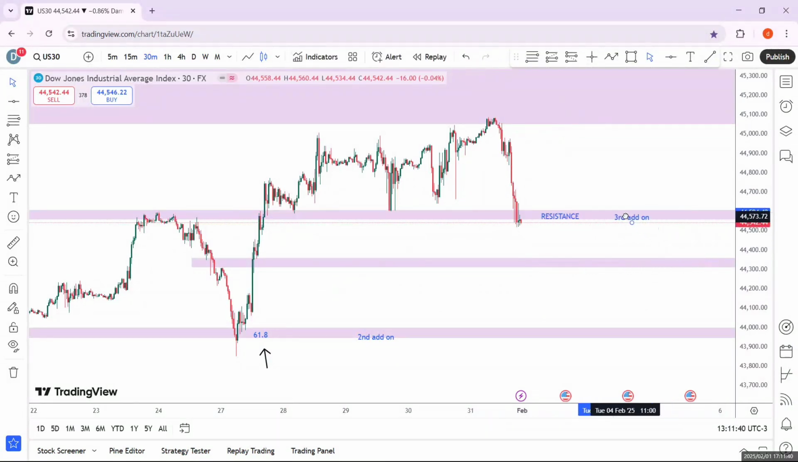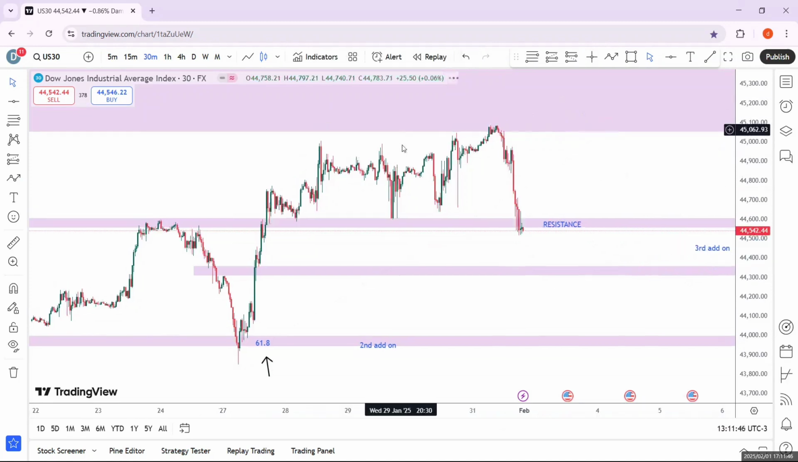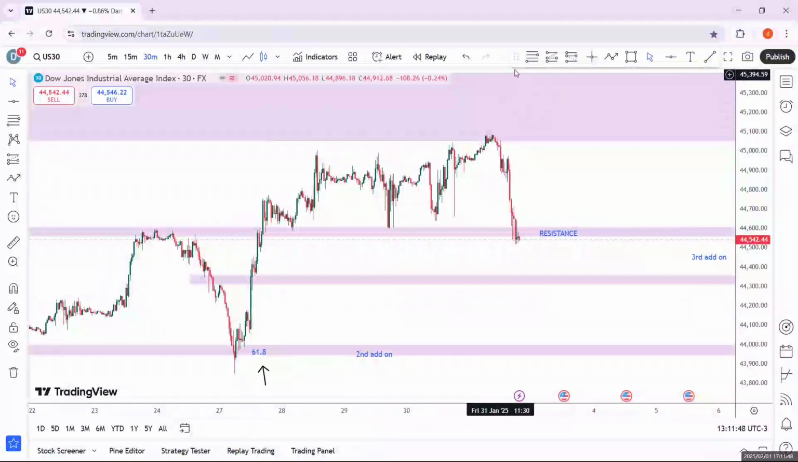Either level, all of this could be a third add-on or could be a new entry. If you've taken all your profits at that resistance, you don't want price to go further within this resistance zone. If you've taken your profits at the earliest place within the zone, that is fine. Okay, so this could be a new entry.